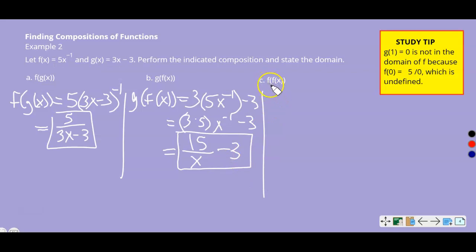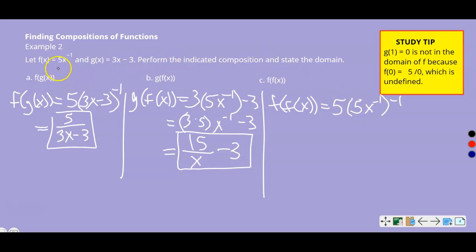C part says f of f of x. So we're going to take the same function and input it into itself. So let's start with f of f of x. And then I'm going to have 5, and I've got x to the negative 1. But I'm going to input that 5x to the negative 1 in place of my x. So I'm going to put 5x to the negative 1, and then I still have the negative 1 inside of here. So it looks a little bit funny. Let me rewrite that 5 here.